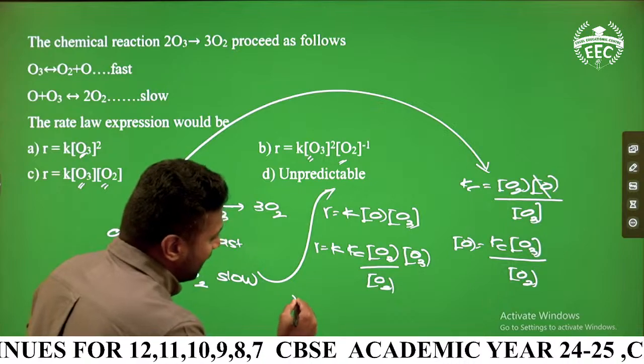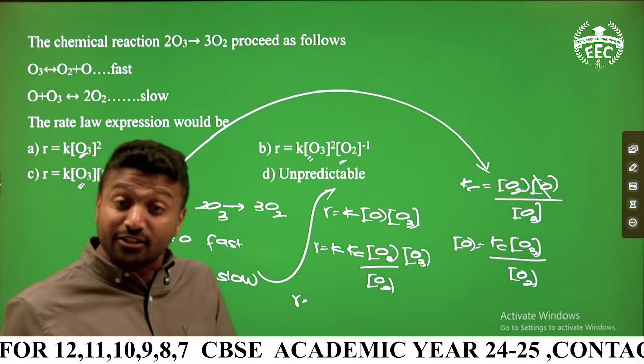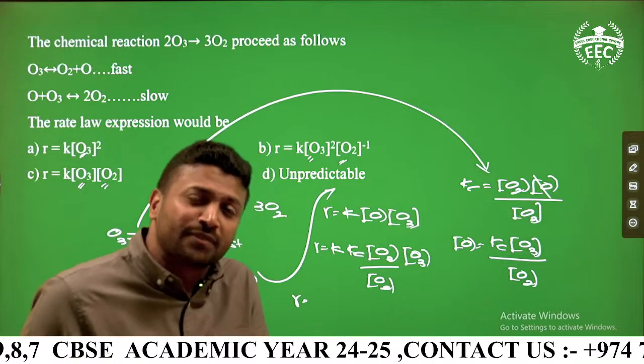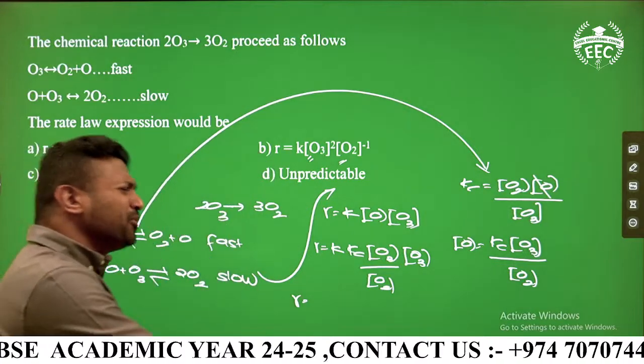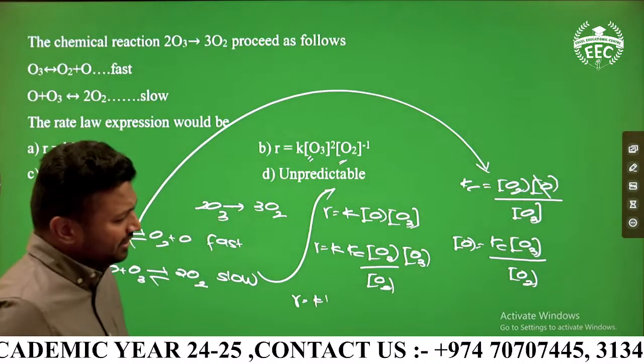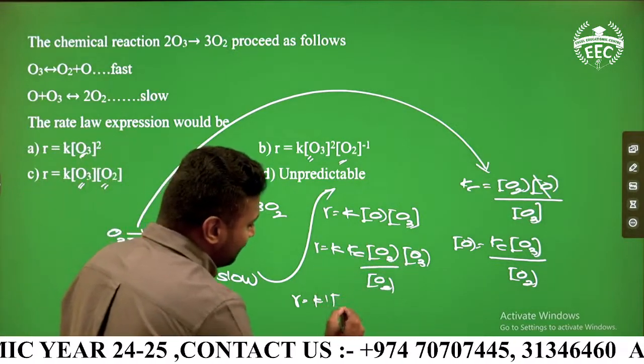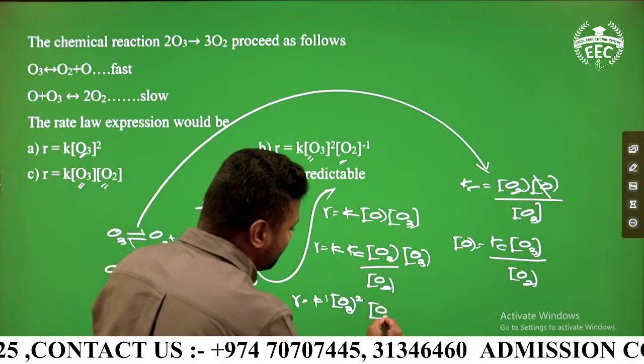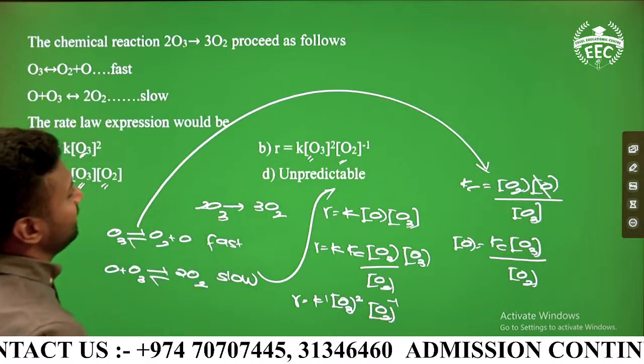So we'll get R. K is a constant, right? Kc is the equilibrium constant, again a constant. So a constant times a constant will become again a constant. I'm calling it a new constant, K dash, into O3, which will become O3 squared. O2 moving up will become O2 raised to minus 1. Yes, it is option B.